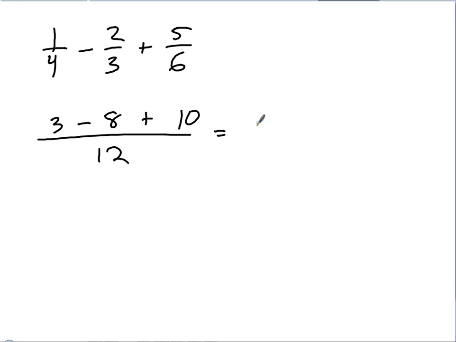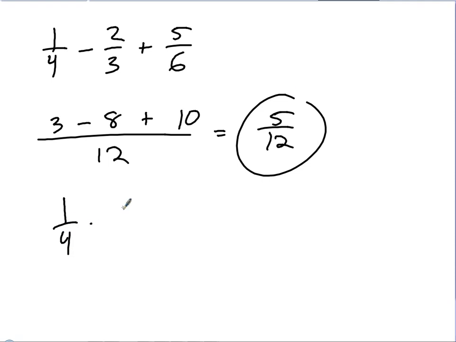15. Okay, so we get -5. That's right, -5 plus 10 is 5. Does that simplify? Nope. That's our answer. 5/12, right? Okay. Is this harder or easier? I say easier. I say multiplying and dividing fractions is much easier than adding and subtracting. How come? You don't find a common denominator.